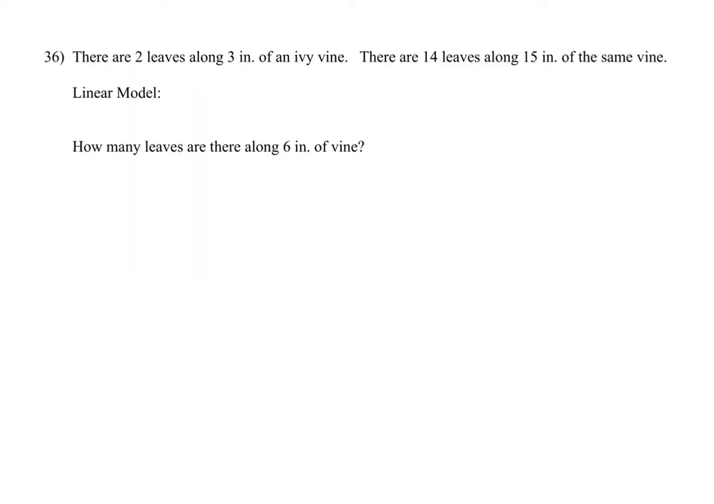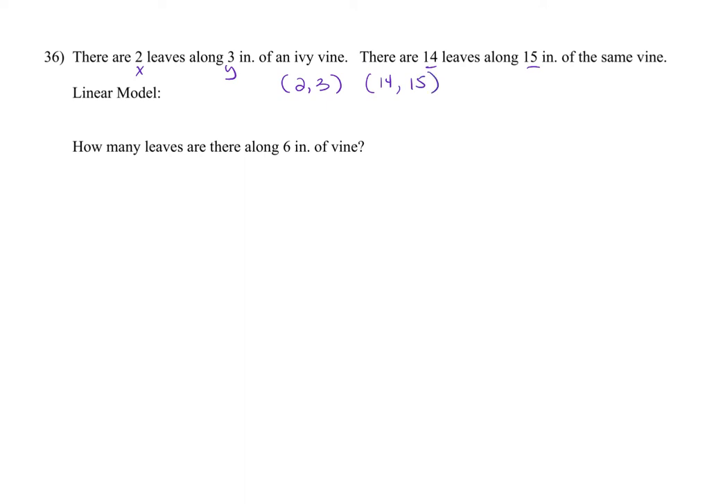Word problems. With word problems, you're looking for x's and y's, or you're looking for a y-intercept and a slope. If you look at 35, they've given you a y-intercept, 1,000, and they've given you a slope, negative 50x, right? But for this one, they have actually given you an x and a y. So we have an x and a y, that's 2, 3. And they've given you another x and y, that's 14, 15.